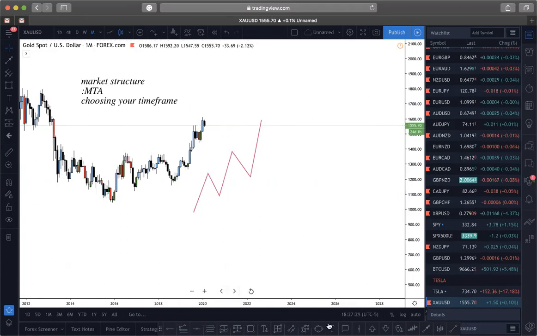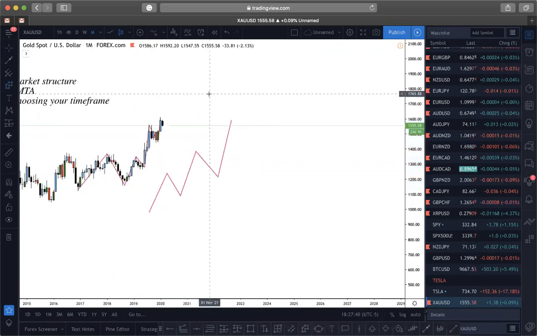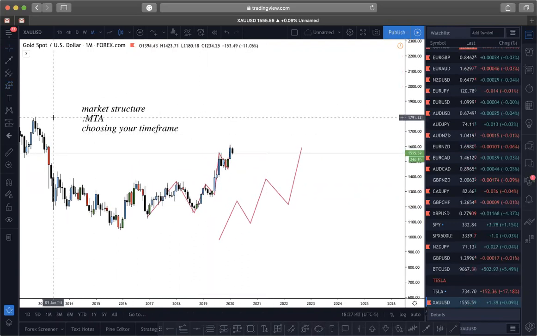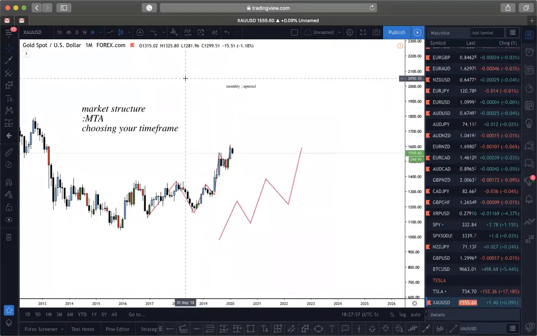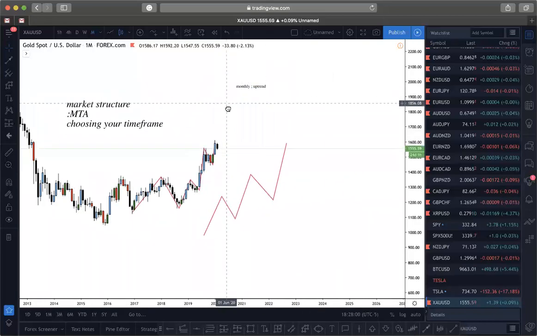Let me just draw it out for you guys. So we know for a fact, right? And this is what you need to know when you're approaching the market, right? I'll just write it down. Monthly uptrend, right? And I'll leave this right here on the screen.